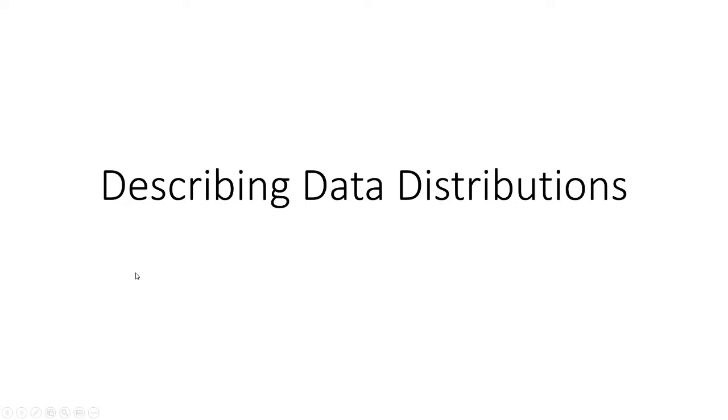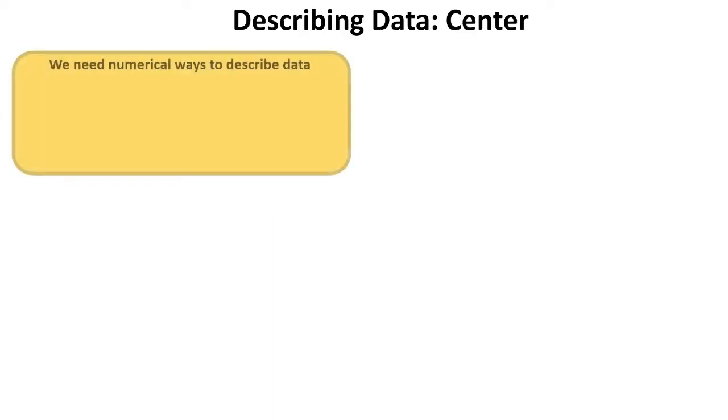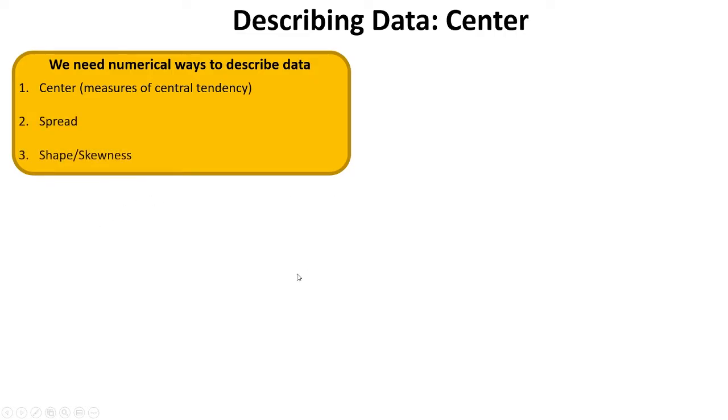Okay, so last week we talked about data distributions, and this week we're going to start talking about the main ways that we describe data distributions. There's three main ways of describing data distributions. One is the center, which is the measure of where the center of the data is. Two is the spread of the data. And the third are things like the shape and skewness of the data. We're going to go into each one of these in a bit of detail.